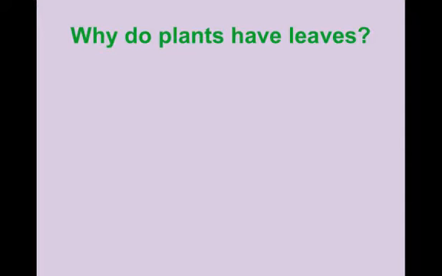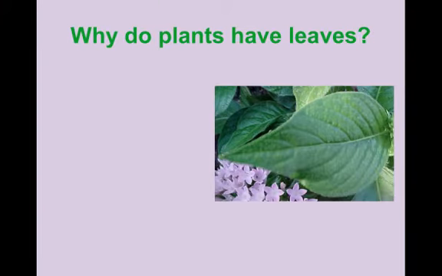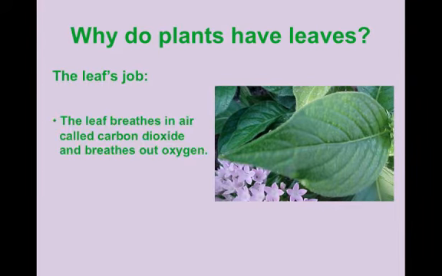Why do plants have leaves? That is the question. So there's a picture right there of a leaf. So the leaf's job. The leaf breathes in air called carbon dioxide and breathes out oxygen. So if you think about it, as humans, what do we breathe? We breathe in oxygen, right? So if we breathe in oxygen, we breathe out carbon dioxide. So in order for a leaf to receive the carbon dioxide it needs, humans to function, because we breathe out carbon dioxide and the leaf takes that in. So we have a relationship that's mutual.